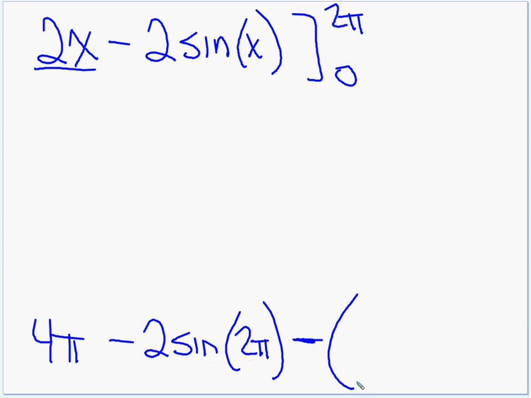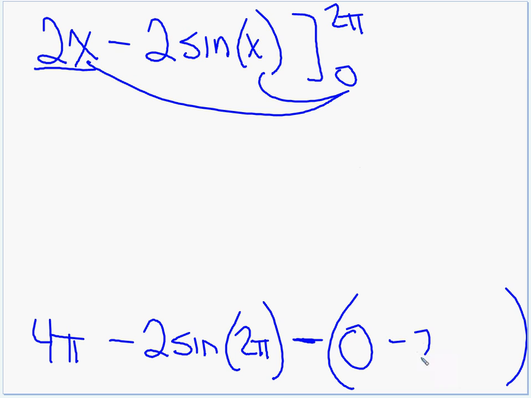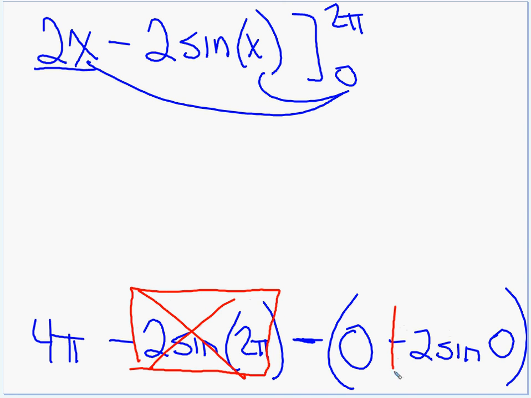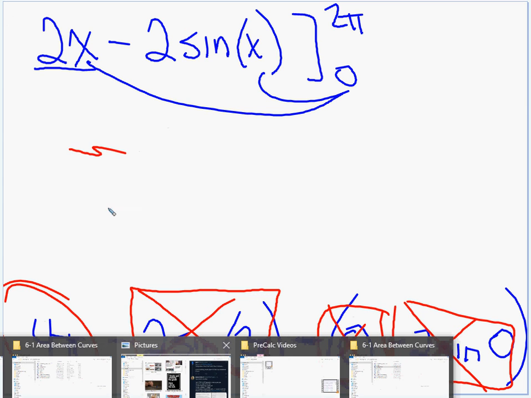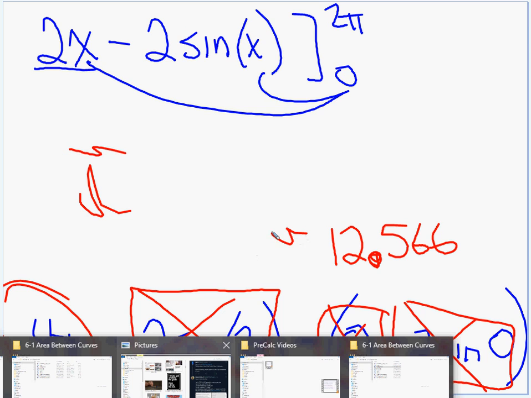And now we'll minus the lower limit evaluated. The 0 jumps in here, so that'll be a minus of 0, and then minus 2 sine of 0. Well, let's see. The sine at 2 pi is 0. The sine at 0 is 0, so those are gone, and that's just a 0. So it looks like our answer is 4 pi, or approximately 12.566. I would just leave it as 4 pi.